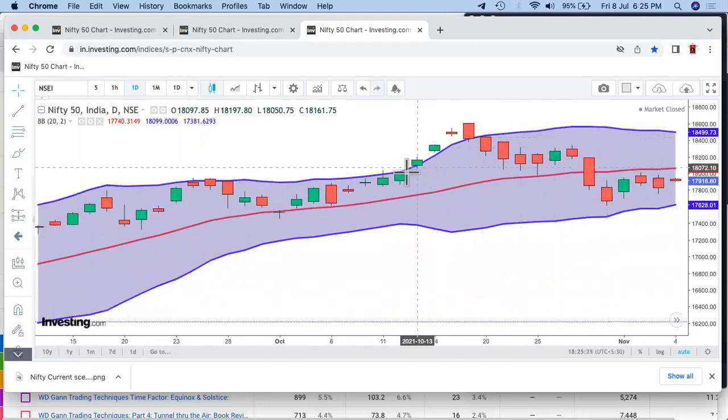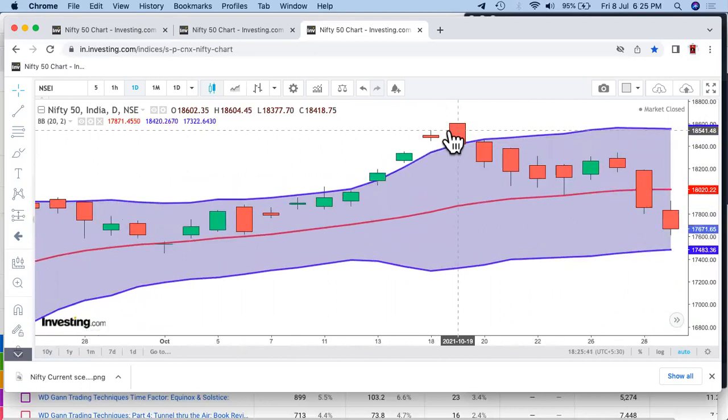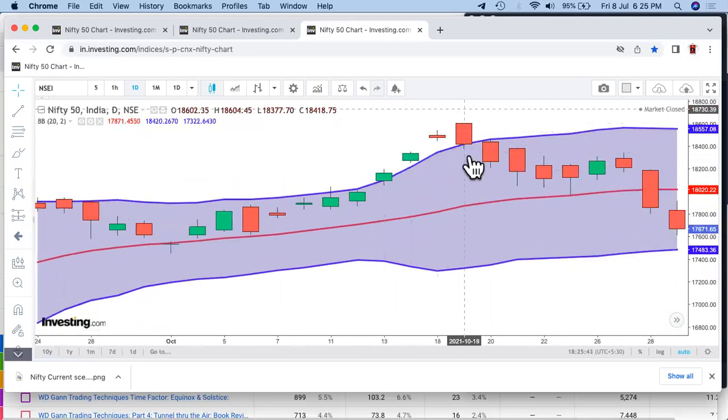Here, if you see, 1, 2, 3 days, it went up. 1 day, 2 day, 3 day, it went up. Bearish engulfing, market came down. So when you use this with other indicators like candlestick pattern, RSI, MACD, or even Fibonacci, you will be able to get better results, right?